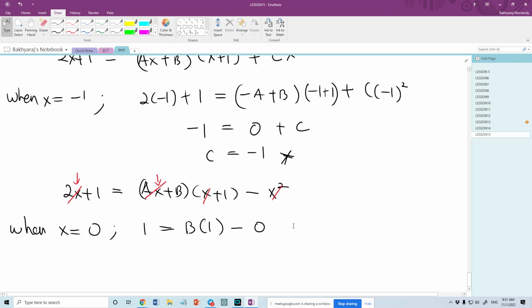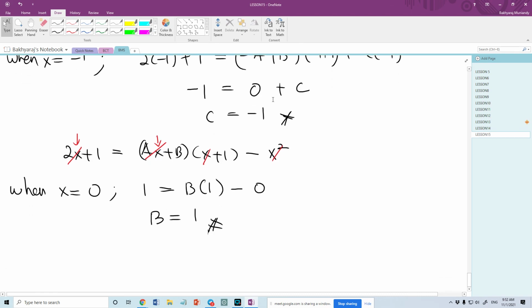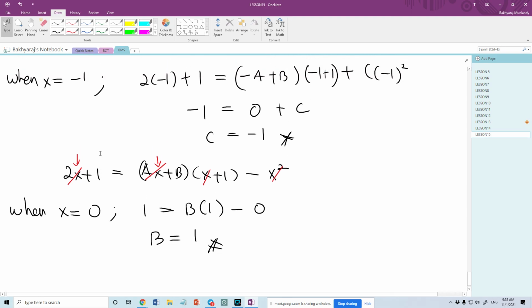Okay, now we get what? We get b equal 1. Okay, kita dapat 1. Now 1 also you put into the formula, yang kita punya formula asal. So we get 2x plus 1 equal ax plus 1 minus x square. Because once we have the answer, put it back into the equation. So we have b is 1, so I put here 1.